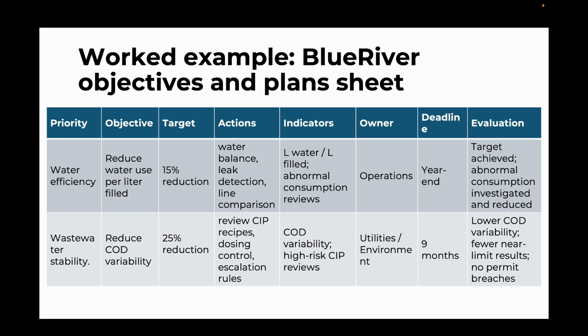And the second priority is wastewater stability. The objective is to reduce chemical oxygen demand variability. The target may be a 25% reduction. And the actions include reviewing cleaning in place recipes, dosing control, and defining escalation rules. And then we have there the indicators, the owner, the deadline, and how to evaluate.